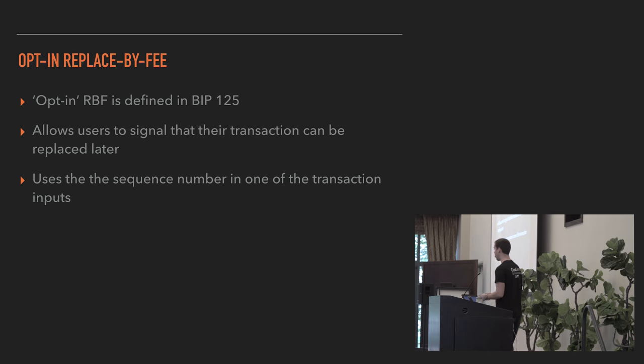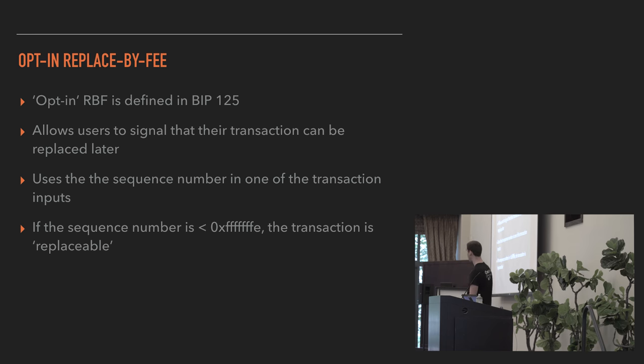Sequence number was the last field in that input that Jimmy talked about earlier, and you signal with a certain value in there, you're saying, I'm happy for this transaction to be replaced later if it's replaced by a higher fee paying transaction. So if the sequence number is less than FFFFFFFE, then the transaction is, in quotes, replaceable. Right? Again, none of this is consensus, this is just nodes doing what we expect them to do. Any transaction could be included in the block, but this is me signaling explicitly, I'm happy for this transaction to be replaced in the mempool. Does that make sense?